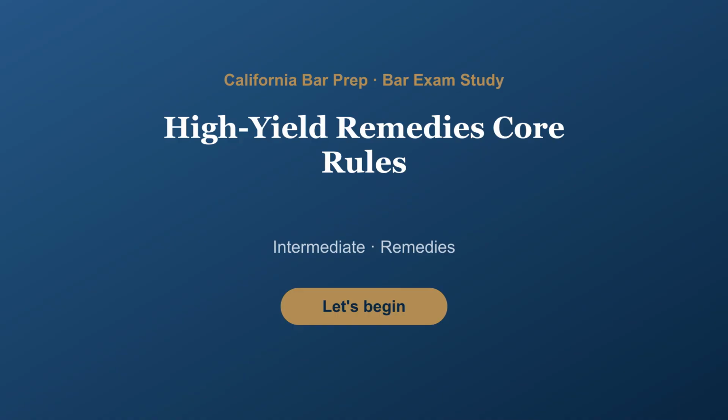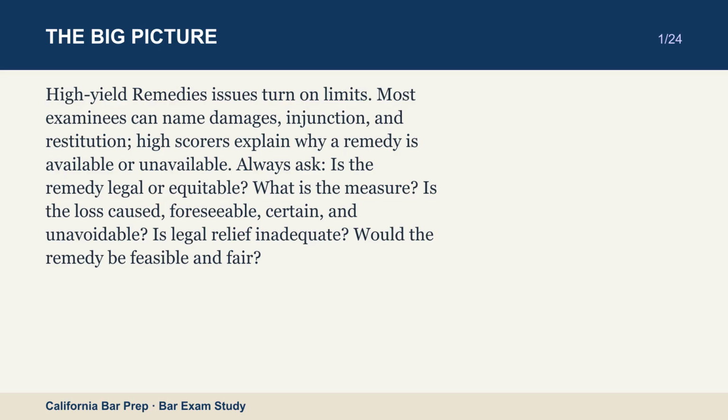In this lesson, High-Yield Remedies Core Rules. Let's begin. High-yield remedies issues turn on limits. Most examinees can name damages, injunction, and restitution. High scorers explain why a remedy is available or unavailable.